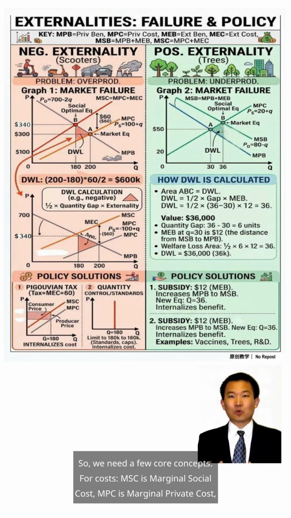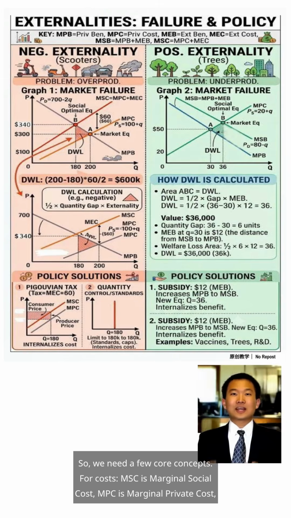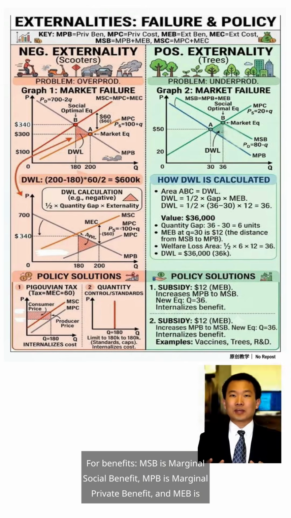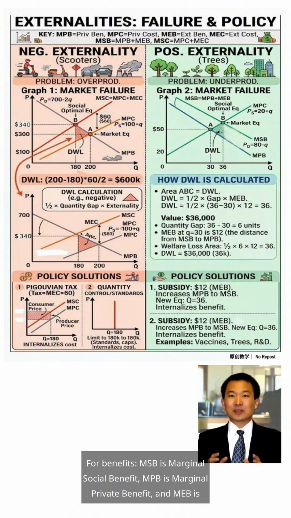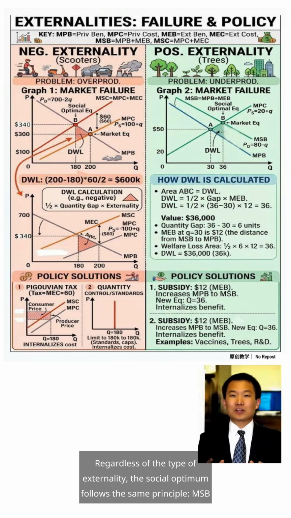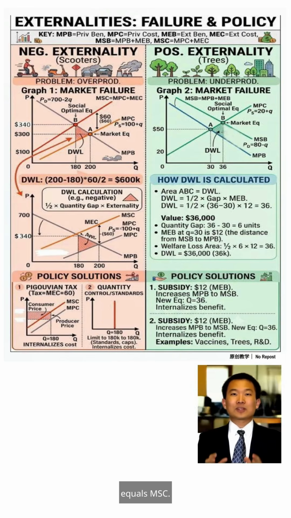So we need a few core concepts. For costs, MSC is marginal social cost, MPC is marginal private cost, and MEC is marginal external cost, where MSC equals MPC plus MEC. For benefits, MSB is marginal social benefit, MPB is marginal private benefit, and MEB is marginal external benefit, where MSB equals MPB plus MEB. Regardless of the type of externality, the social optimum follows the same principle: MSB equals MSC.